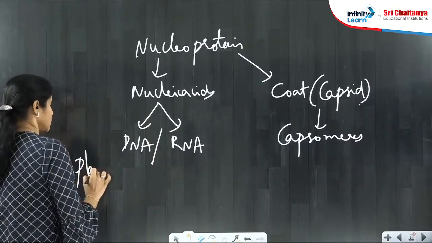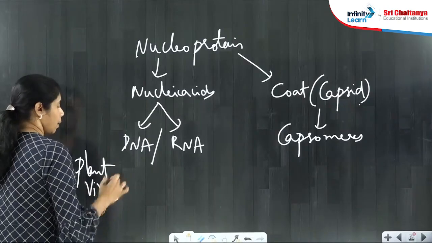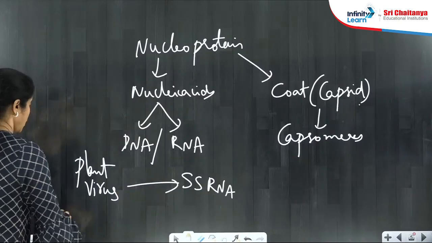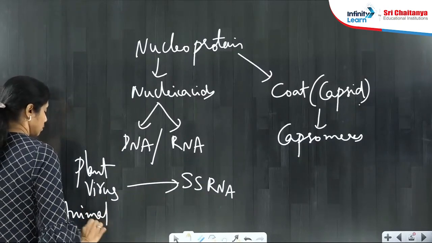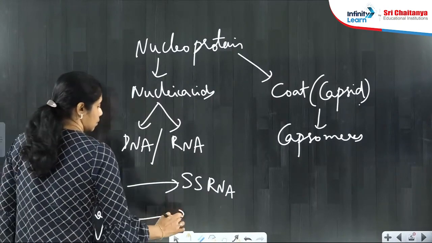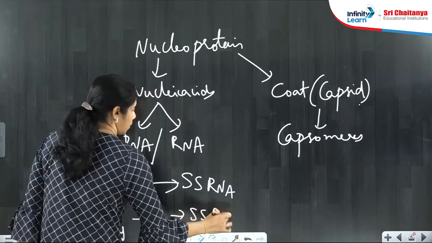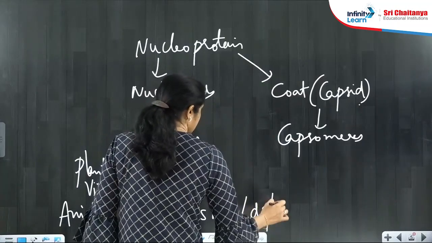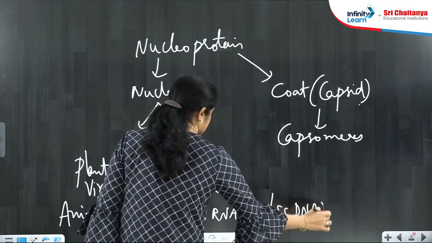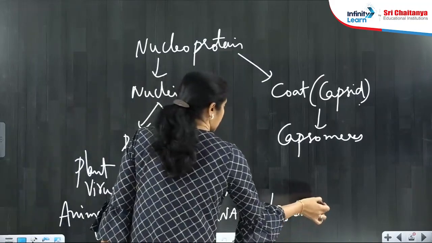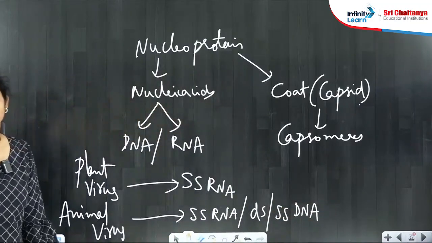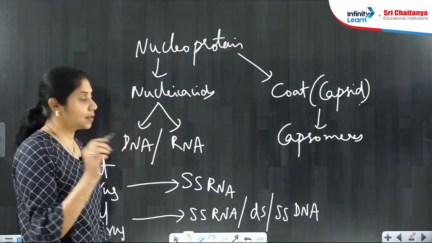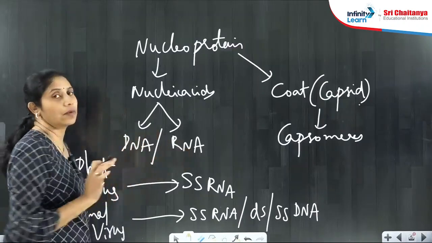If you take plant viruses, generally they have single stranded RNA. Animal viruses have either single stranded RNA, or double stranded or single stranded DNA. But remember, never both are present. Not even a single virus has both of them together. Either this or this will be there.